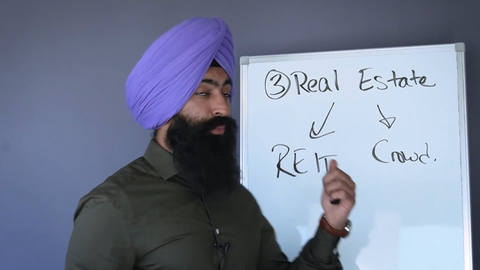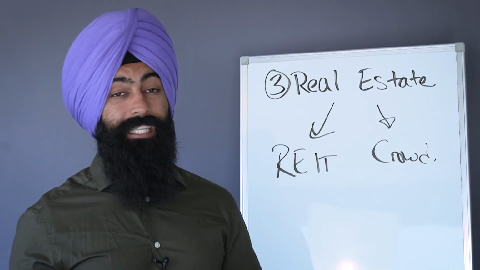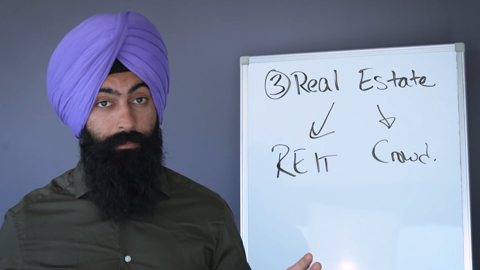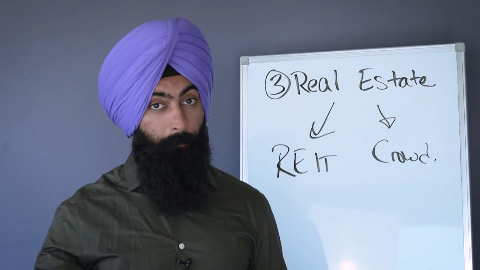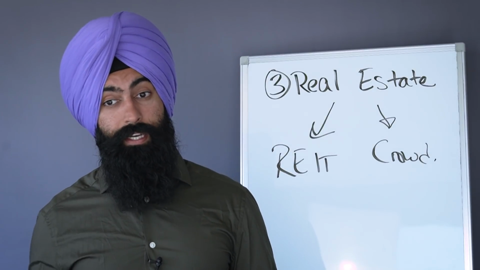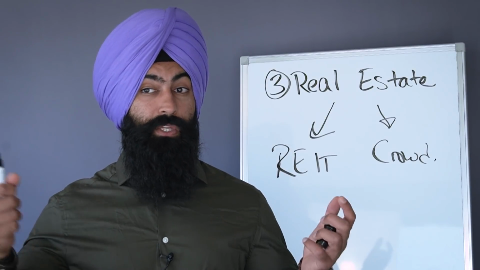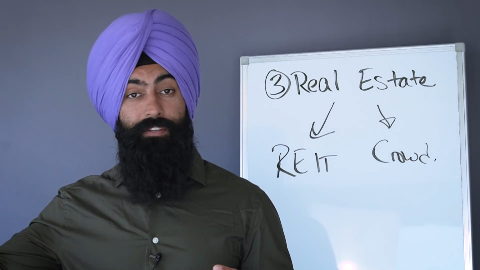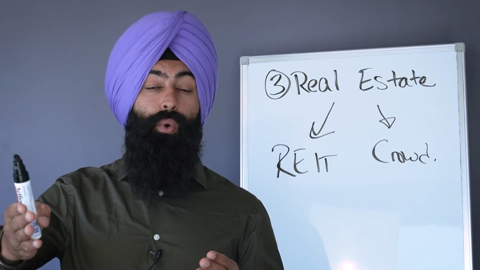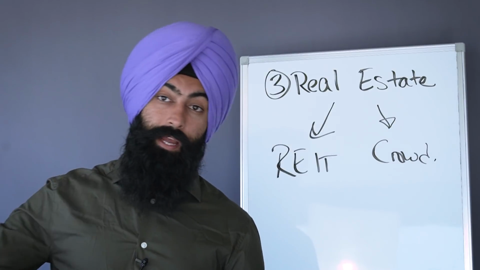A REIT is a real estate investment trust, and this is something that you can buy and sell on the stock market. When you invest in a REIT, you're investing your money into a company that invests in real estate. So it's indirect exposure because a company is going out and investing in apartment complexes or hospital buildings or office buildings, and then you invest in the company that's buying these properties.